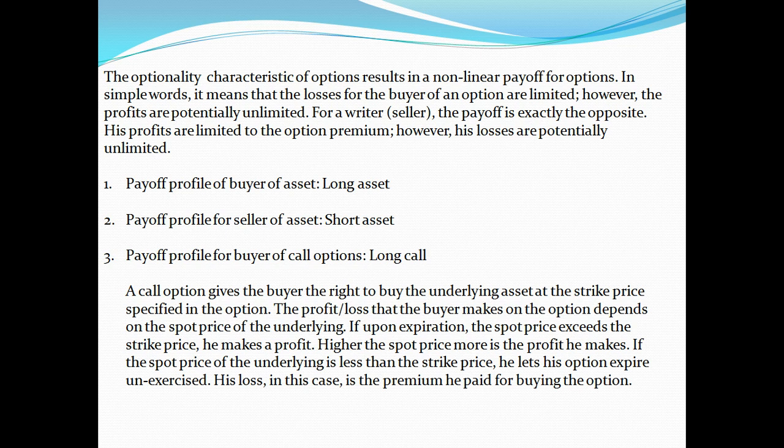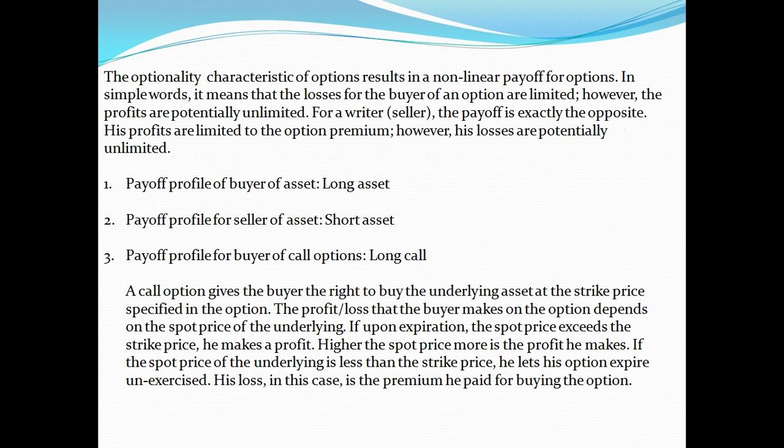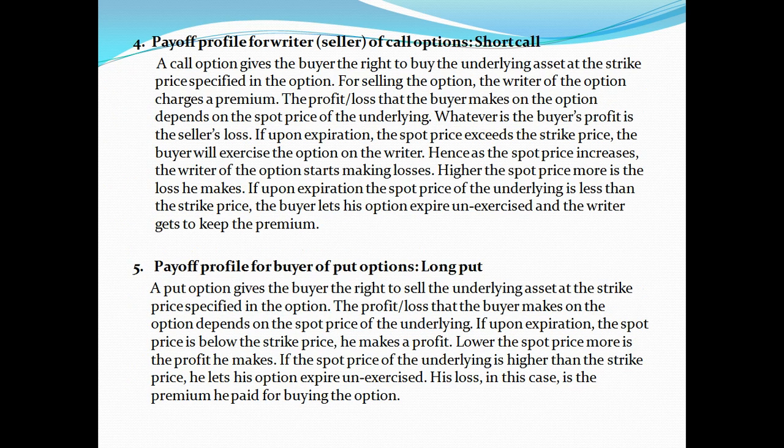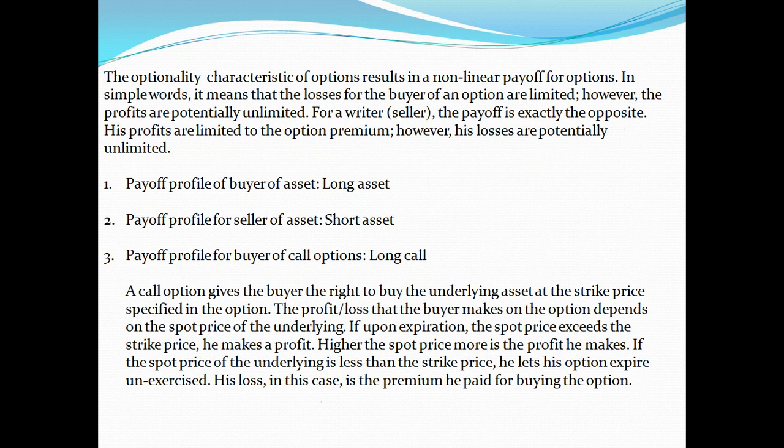Payoff of the option. There are 5 to 6 payoffs of the options. First is the payoff profile of the buyer of option, long asset; payoff profile of the seller of option, short asset; payoff profile of the buyer of call option, long call; payoff profile for the writer or seller of call option, short call; payoff profile for the buyer of put option, or long put. So, payoff profile of the buyer of call option, long call.